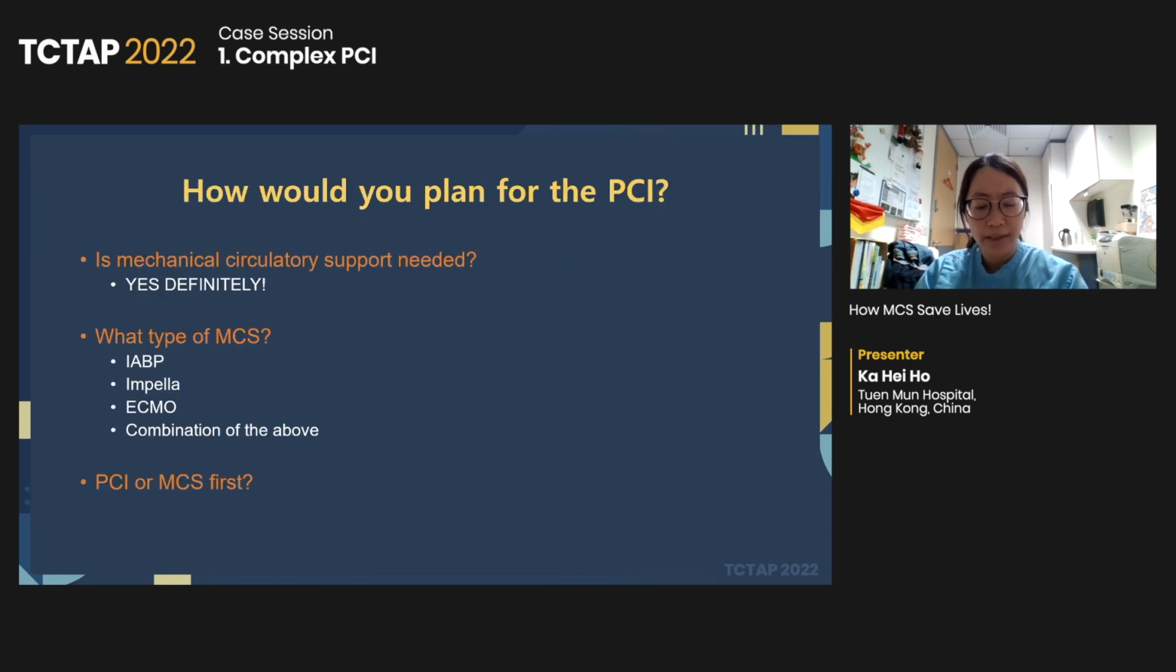So how do you plan for PCI? Planning is very important before we proceed. Is mechanical circulatory support needed? I think all of you will agree with me that yes, because the patient is in profound shock and not just had a PEA arrest, we will need an MCS for this patient. So the next question is what type of MCS? We have IABP, we have impeller, we have ECMO, or a combination of the above. And the third question that is always in debate is whether you perform the PCI first or MCS first.